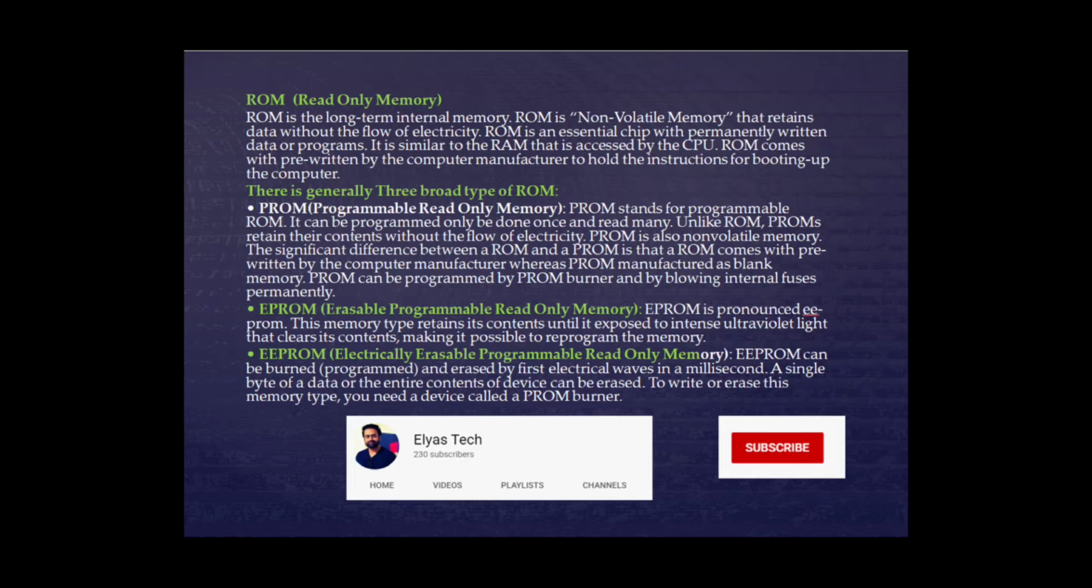What is EEPROM? Electrically erasable programmable read-only memory. It is also a type of memory that we can erase electrically, in a matter of milliseconds. A single byte of data or the entire content of the device can be erased. To write or erase this memory type, you need a device called a PROM burner. What do we need? We need a PROM burner.